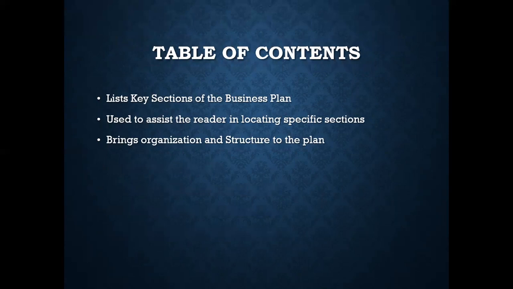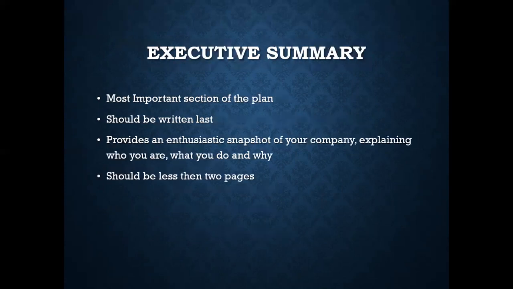The first page of a business plan is the table of contents, and it lists the key sections of the business plan and other information about your organization. Next is the executive summary. Although the executive summary is the first page of the business plan, it's actually written last. If a lender cannot get past this executive summary, they're not going to read your proposal.